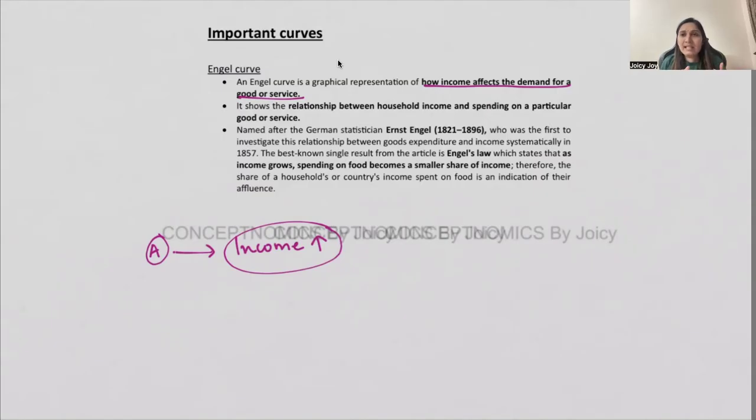But Engel's curve is particularly concerned about how an increase in income is going to affect the expenditure on food. That is, how a person's demand for food increases or decreases with an increase in income. To put it simply, Engel's law says that whenever the income of a person increases, the spending on food becomes a smaller share of income. This statement can be quite confusing, but to make it clear, we will take an illustration.